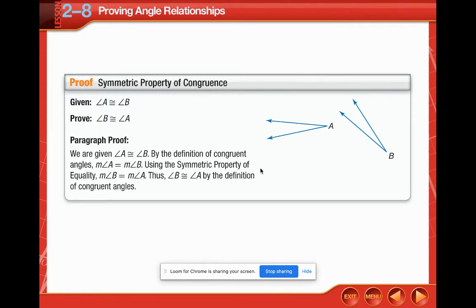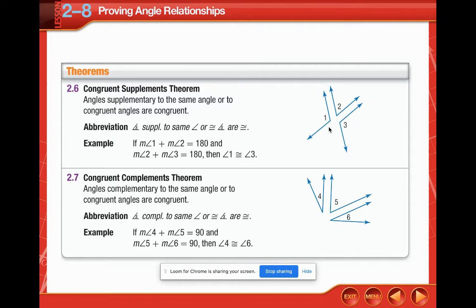Symmetric property of congruence. Given angle A is congruent to angle B, prove angle B is congruent to angle A. I mean, we know they're going to be equal. If this is equal to this, this is also going to be equal to this. It'd be impossible for it not to be, you know? Sorry, it cracks me up a little bit. Symmetric property of congruence. Geometry jokes, am I right?